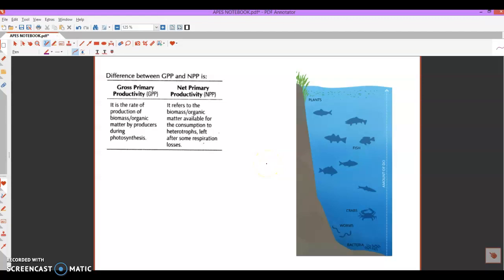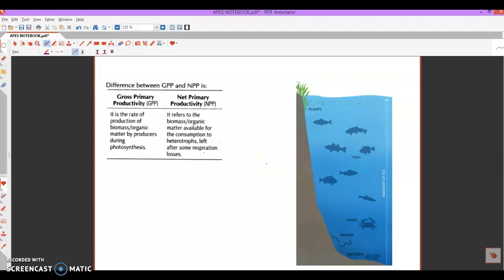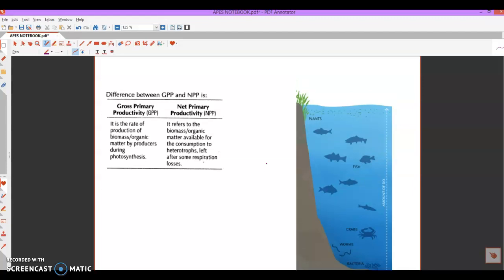You're going to see the term productivity quite a bit in this course. Productivity basically refers to photosynthesis. How productive are the plants in an ecosystem? So primary productivity, we're going to write the definition up here. Primary productivity is the rate of photosynthesis over time.